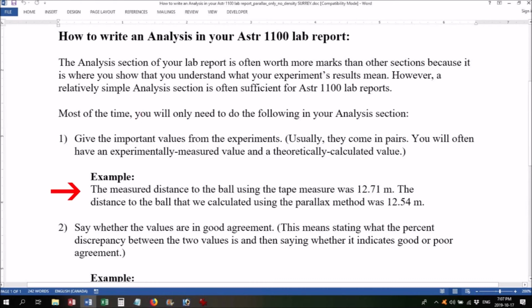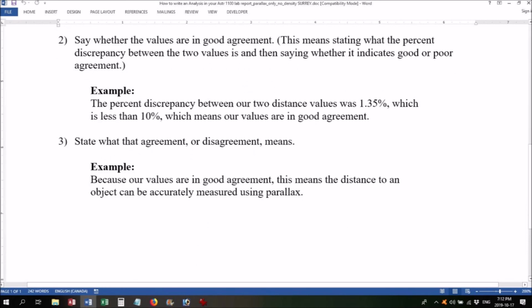The example here is based on the parallax experiment, which you will be doing. So to summarize their results, they simply say the measured distance to the ball using the tape measure was this value, and the distance to the ball using the parallax method was this other value. So they just summarize their important results. If your two values were compared to each other with a percent discrepancy, then next you would list that percent discrepancy and explain whether it indicated good or poor agreement between the two values, which is what they've done here. They say the percent discrepancy was 1.35%, that's less than 10%, therefore our two values are in good agreement with each other.